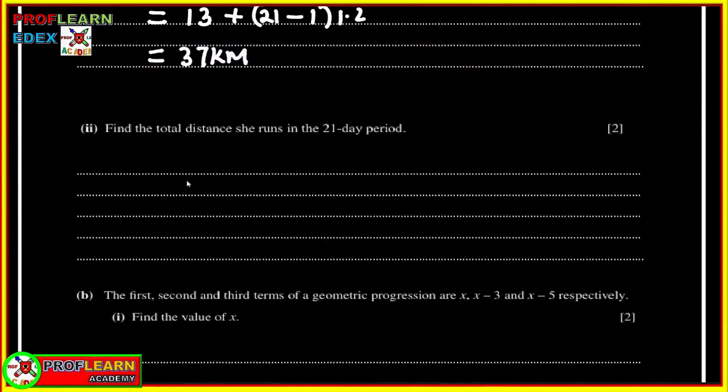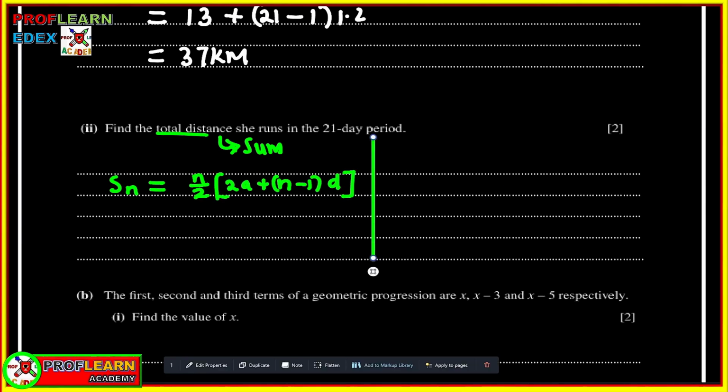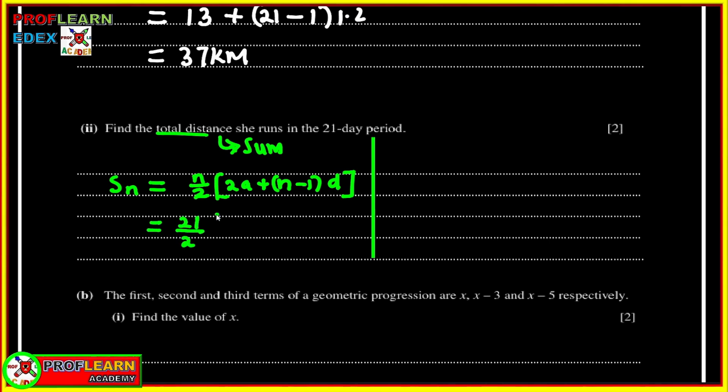Now we can move to the second part where you're going to use the formula n over 2 into 2a plus n minus 1 into d, and then substituting everything that we have there, we can work it out. And in the process of putting this in our calculator, let's see what we are able to see. This is going to translate to 525 kilometers.